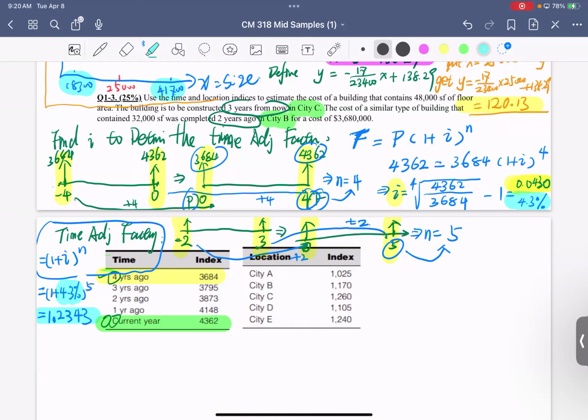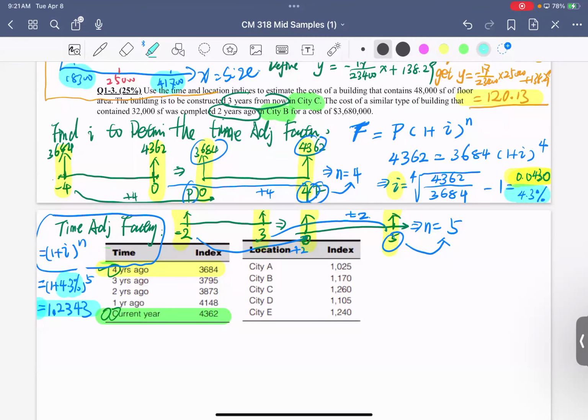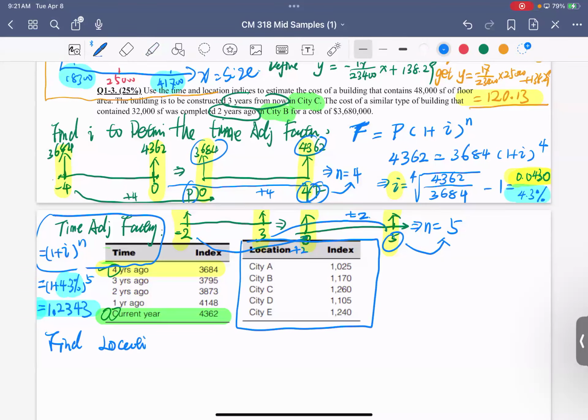Keep the decimal place. The fraction is 4 decimal places, and the percentage is 1 or 2, right? So you are getting this number. So this is for your time adjustments. Once we're done with the time adjustment, then we are using this table here to find the location adjustment factor.